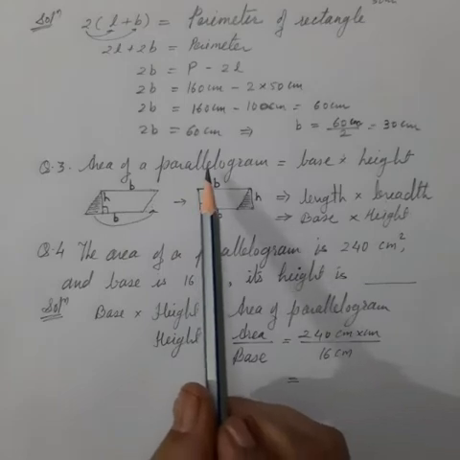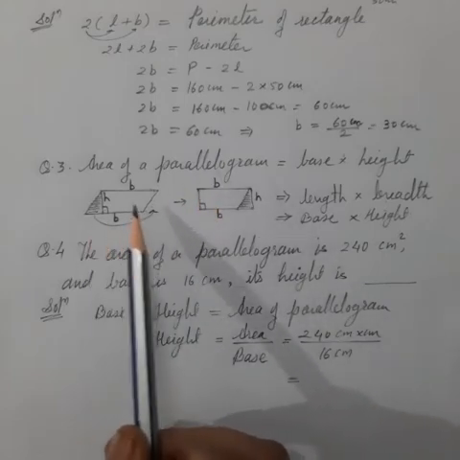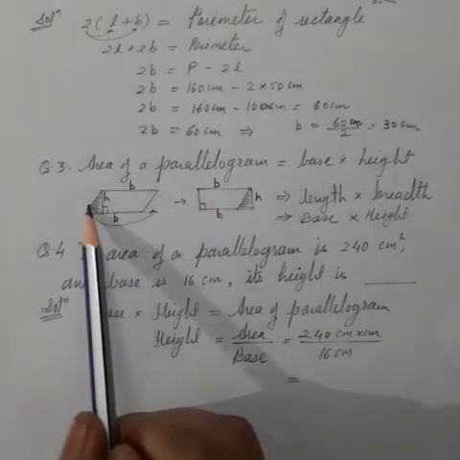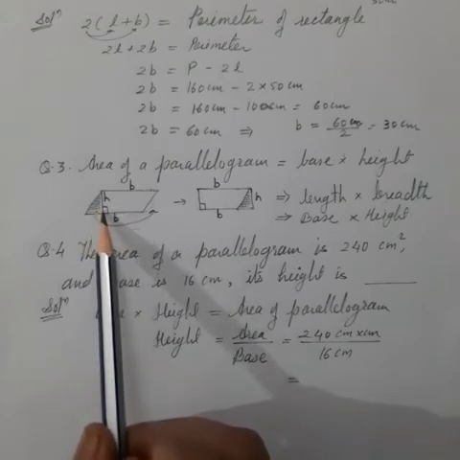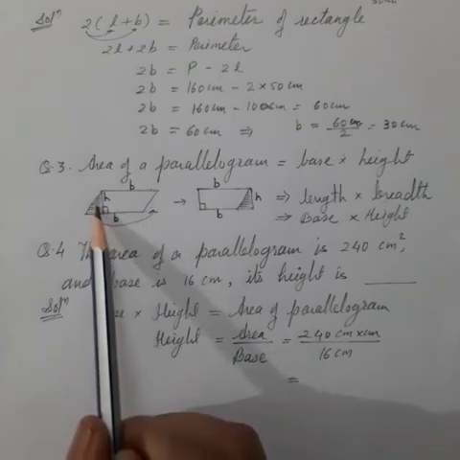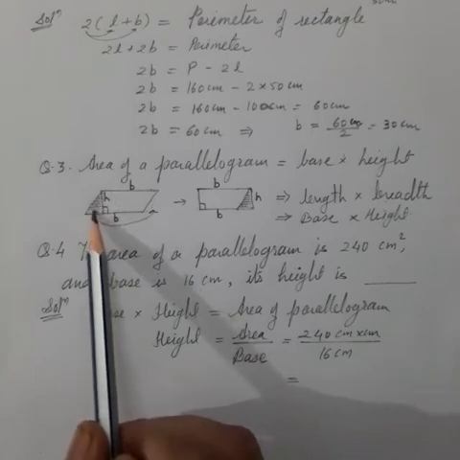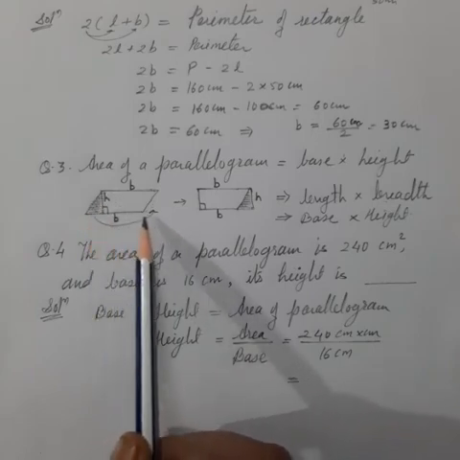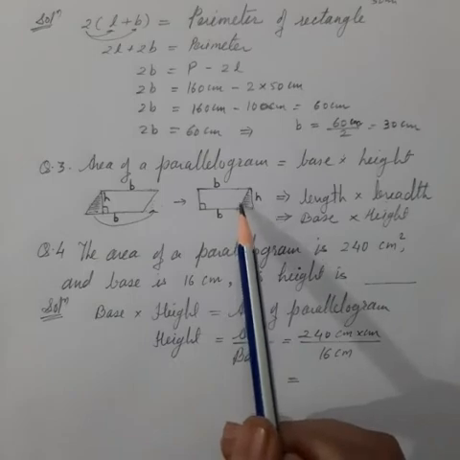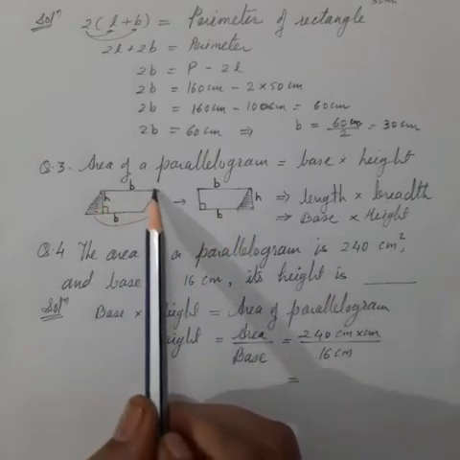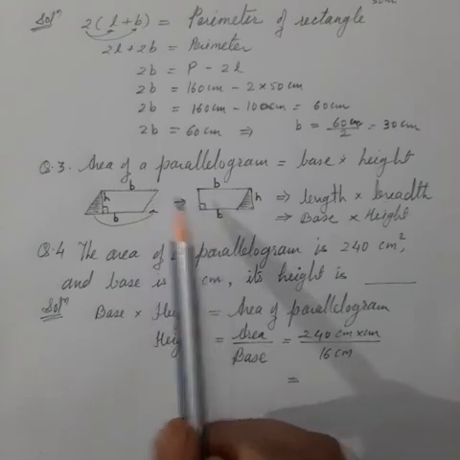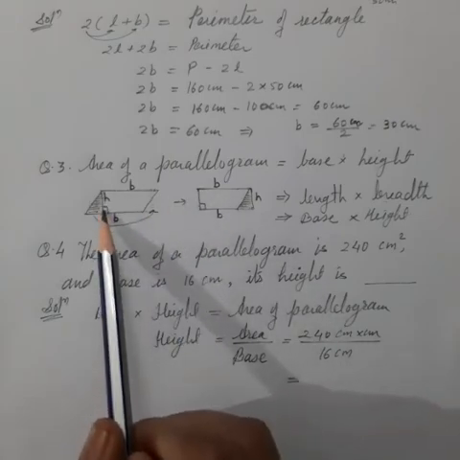Area of a parallelogram. A parallelogram has opposite sides equal. This parallelogram has base B and height h. From this parallelogram, if this shaded part is removed from here and kept here, we get a rectangle with length equal to the base of parallelogram and breadth equal to the height of the parallelogram.